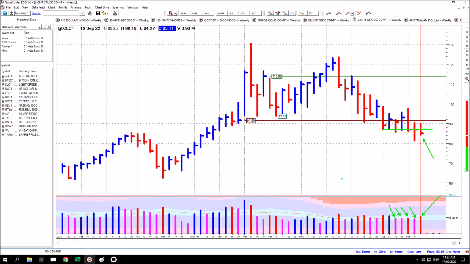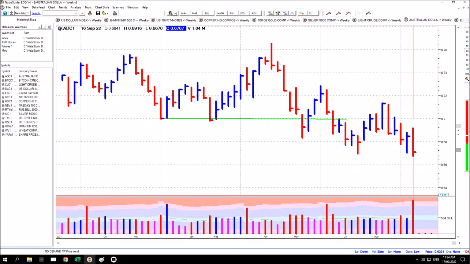So there's a battle going on between the buyers and the sellers. The sellers are holding the upper hand at the moment, but only slightly. And the buyers could turn this around fairly quickly. At this point, the sellers have the upper hand and price continues to drift lower.